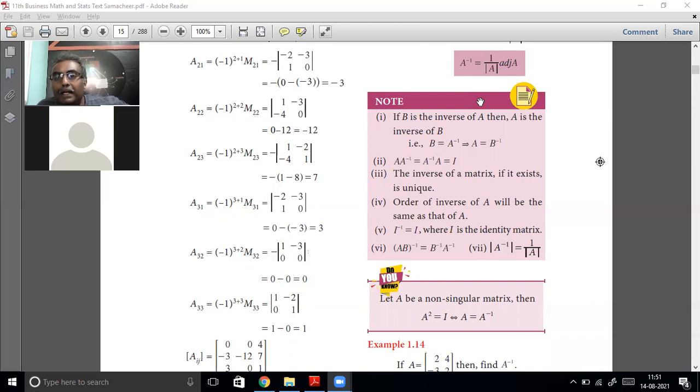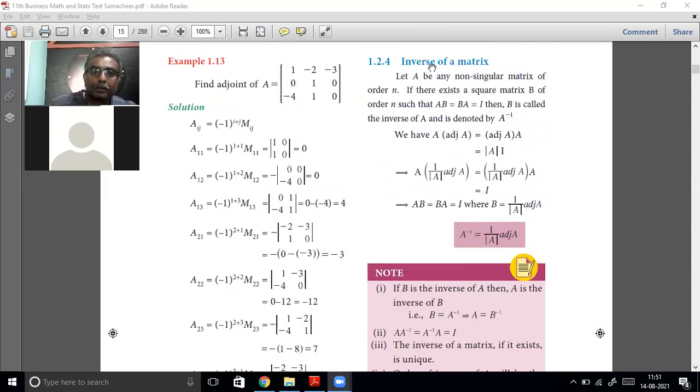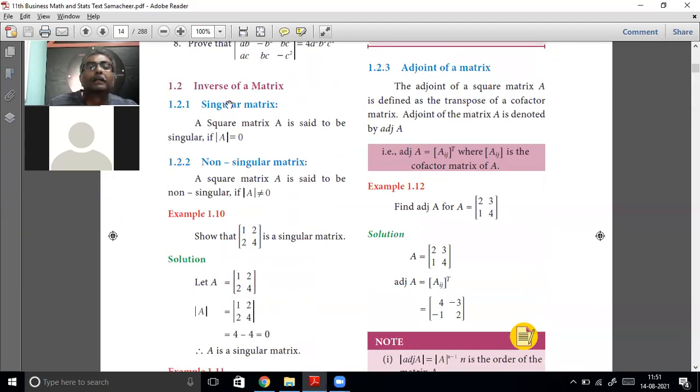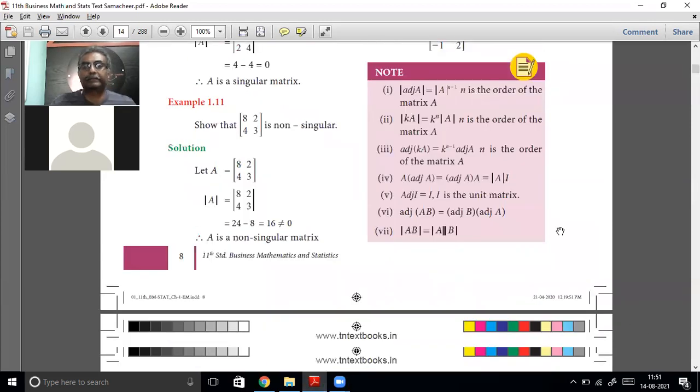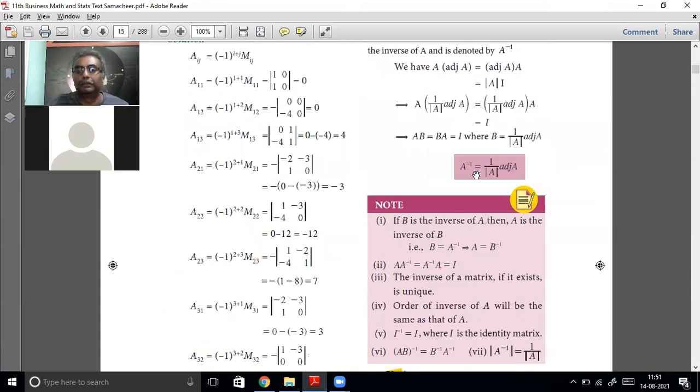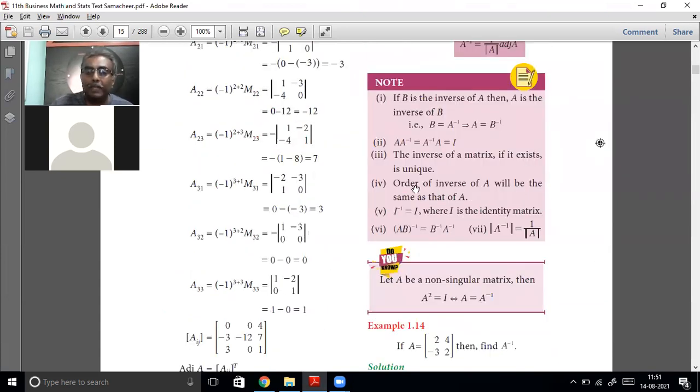Another point: the inverse of a matrix, if it exists, how do you know the inverse of a matrix exists? Provided it is not a singular matrix, correct? If it is not a singular matrix, then the inverse of the matrix exists. The inverse of a matrix is unique. The order of the inverse of A will be the same as that of A.